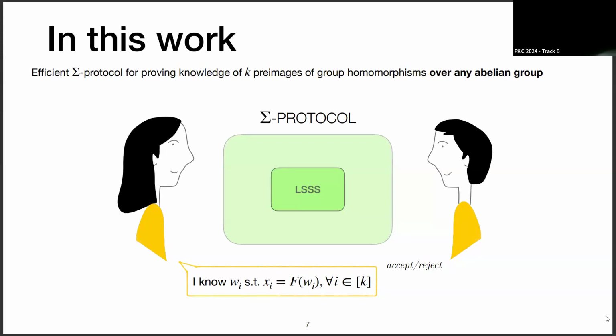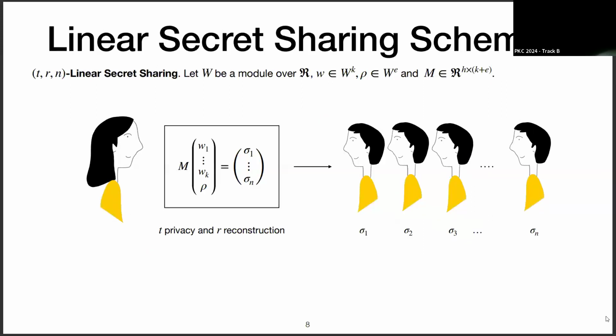We do this by considering the description of Sigma protocols through linear secret sharing schemes. That is quite natural, and I'll explain in a second. But first, let me briefly recall what linear secret sharing schemes are. These are schemes for which some secrets can be distributed among, let's say, n participants, satisfying t-privacy and r-reconstruction. T-privacy in the sense that if any t or fewer participants get together, they learn no information about the secrets. However, if r or more participants put together their shares, they are always able to reconstruct the secrets.